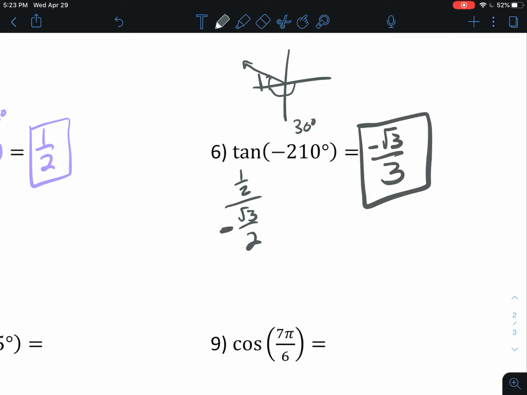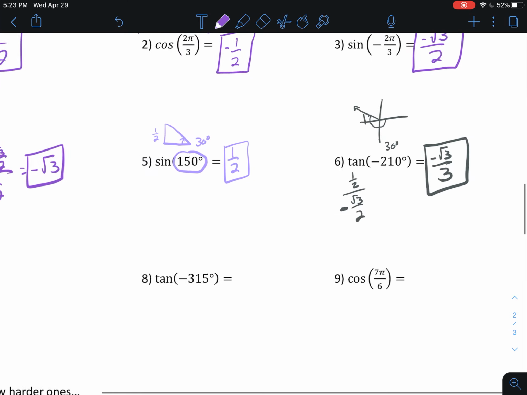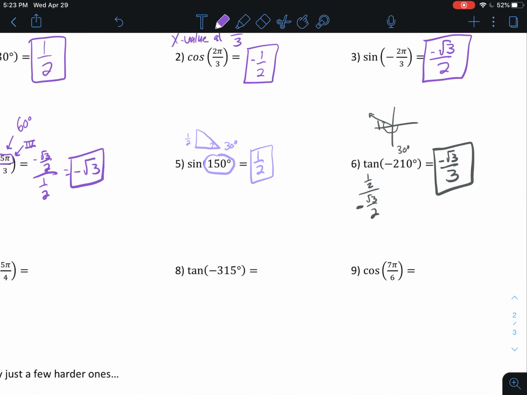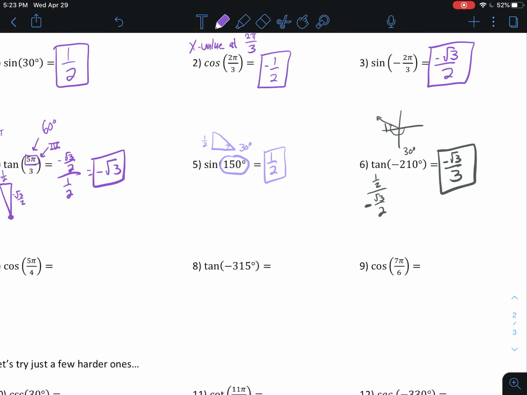I know my thought process might be confusing right now, but I promise you, thinking it through like this every single time is going to help you get better at these questions. Not using the unit circle every time is going to be more helpful. But if you really can't figure out where the angle measure is, where the degree or the radian is, look at your unit circle and get an idea of where you are.